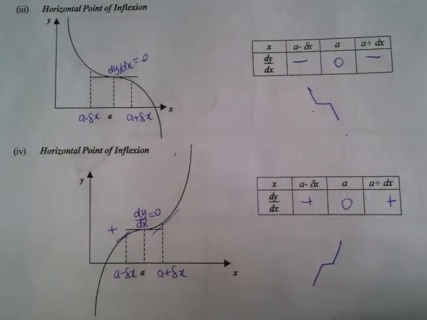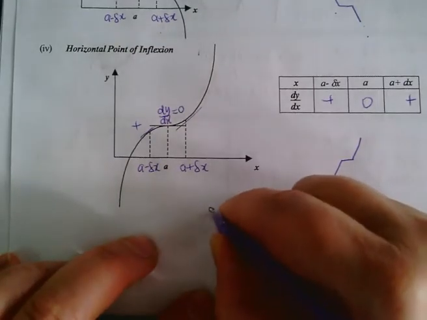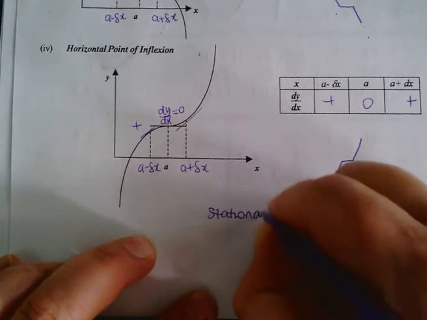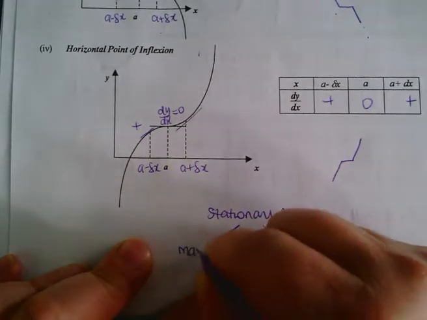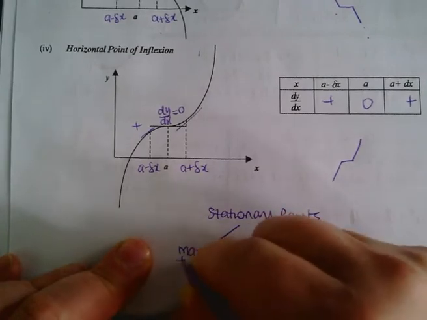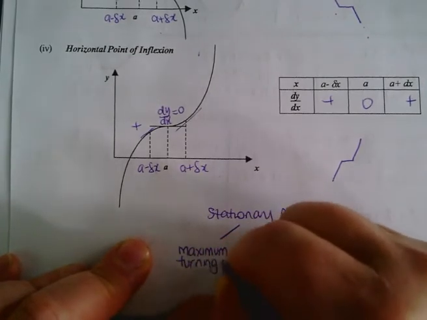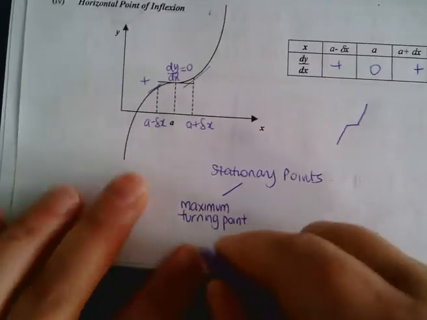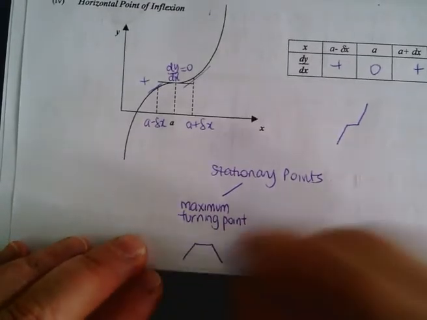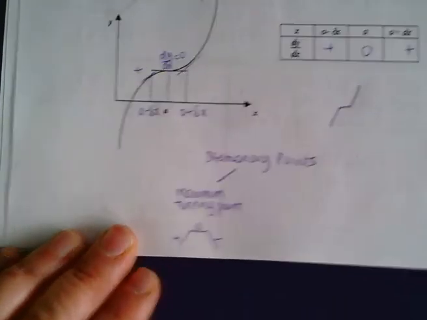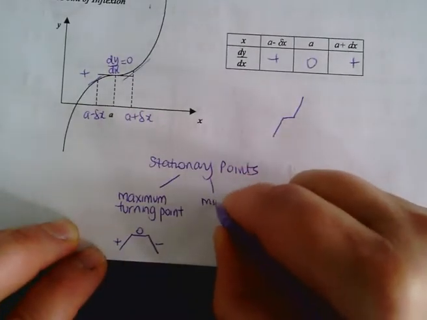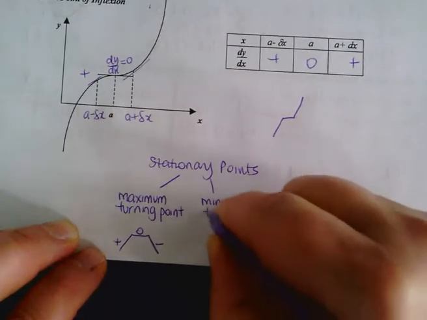In summary, we've got stationary points. We've got 3 types. We've got a maximum turning point, and that will look like this. Got it? Positive gradient, zero gradient, negative gradient. Get the idea? We've got a minimum turning point. It's all there.